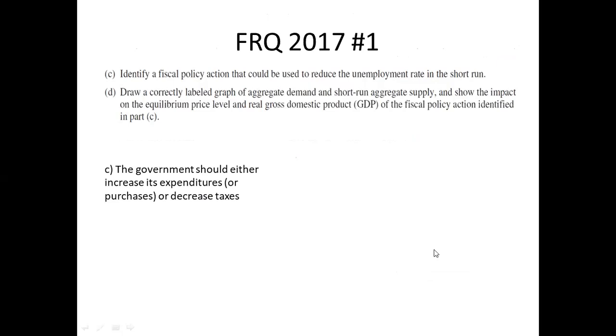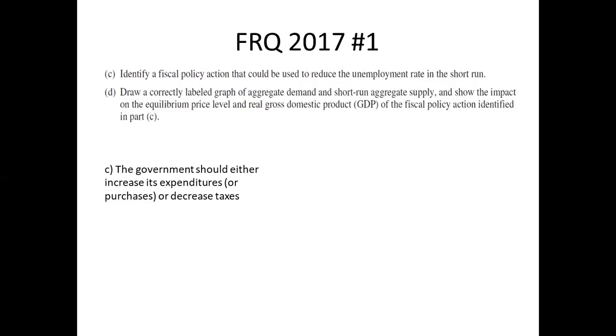All right, the last parts for this question are C and D. Identify a fiscal policy action that could be used to reduce the unemployment rate in the short run. C here is a very easy question. It's asking, do you know what fiscal policy is, and do you know contractionary versus expansionary? We're in recession, so we need expansionary fiscal policy. What are the tools of fiscal policy? Taxes and government spending. We're going to either spend more or decrease taxes. We need to increase aggregate demand. We're going to spend more and directly increase it, or we're going to cut taxes and hope that consumers spend more money. Pretty simple.